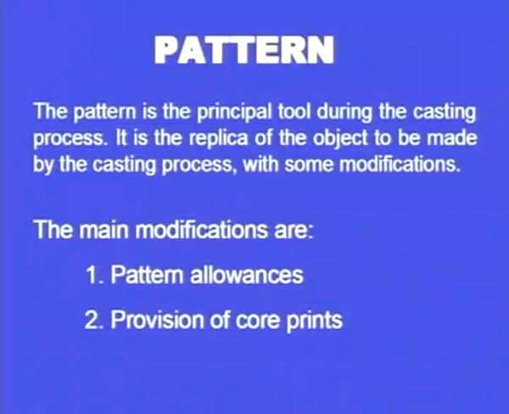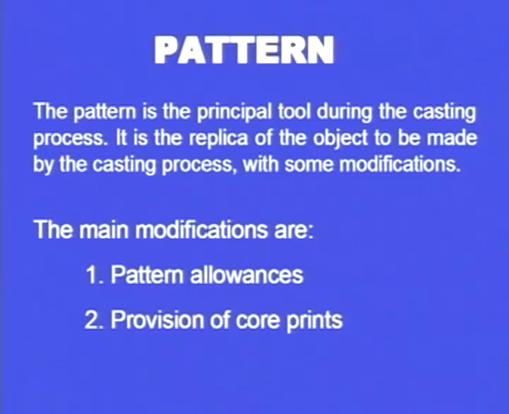And another modification is, we have to place the cores. So, cores are to be supported. For supporting the cores, there should be some place. This place where the cores are to be supported should be created by the pattern. So, the pattern geometry will be modified so that it can accommodate cores. There will be two modifications for the pattern. First modification is because of the allowances. These allowances we will be seeing later, and second modification is in the context of core prints.